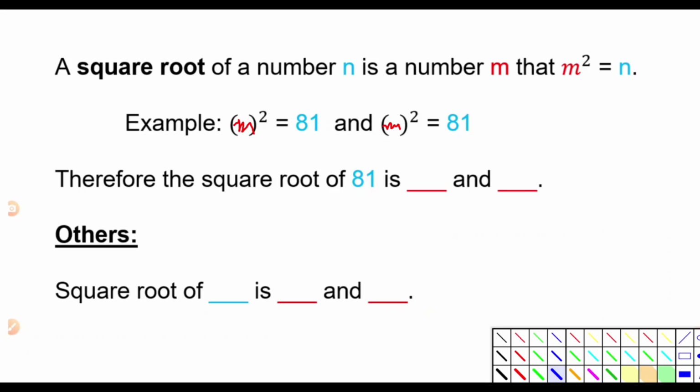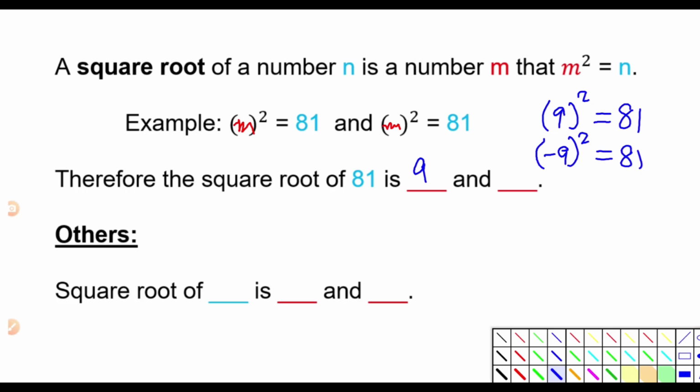So one of the answers is going to be 9, because we know 9 squared equals 81, because that's going to be 9 times 9. All right, but there's a second answer, and the second answer is -9. It's because -9 squared will also give you a value of 81.